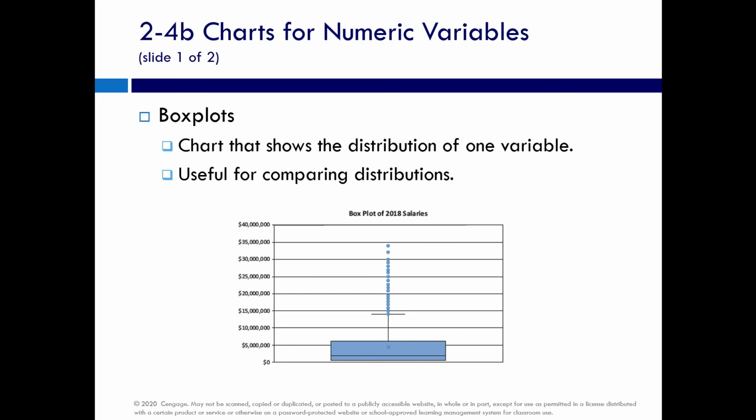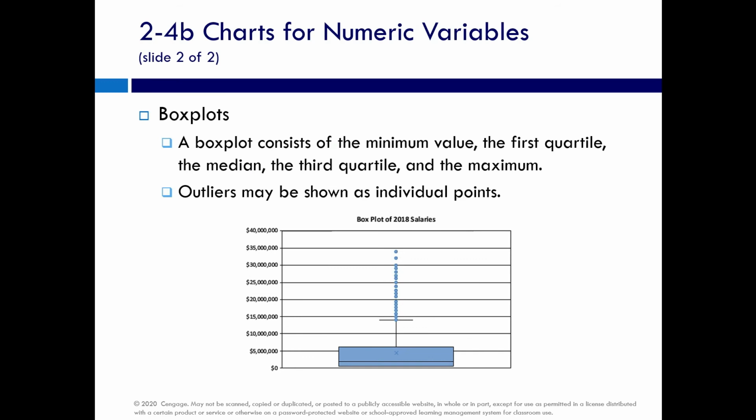So you can see here in this useful chart, most of the data is below 5,000 or 6,000. As the data moves up, it is harder to see what's going on with the salaries. Very few people make that much. A box plot consists of the minimum value, first quartile, the median, the third quartile, and the maximum. Outliers may be shown as individual points.